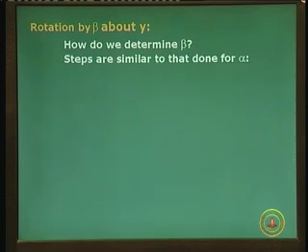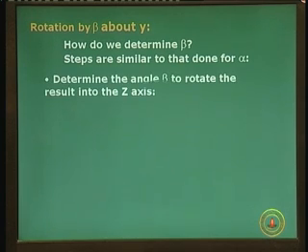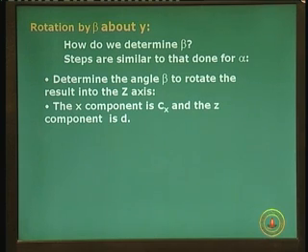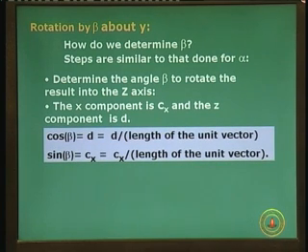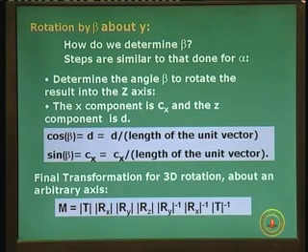The steps are similar to what we have done for alpha. First, determine the angle beta to rotate the result about the y axis, where the x component is Cx and the z component is d. The cosine of beta is d divided by the length of the unit vector, which is equal to 1. Sin beta is this, and so beta can be evaluated using cosine beta and sin beta, and this gives us the Rx and Ry respectively for the second stage. The third stage is Rz, and the last stages are the corresponding inverse matrices.